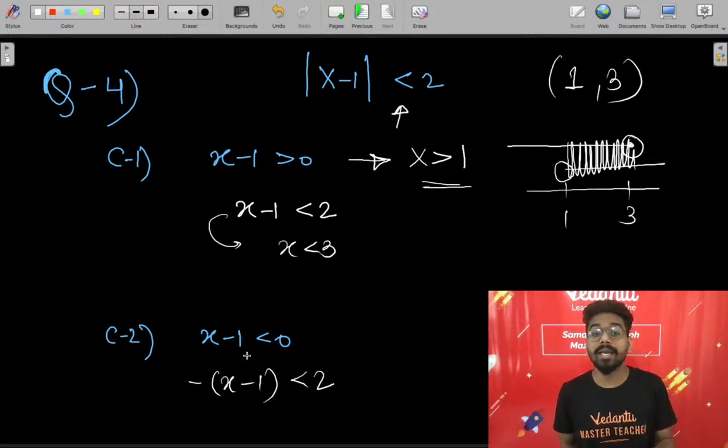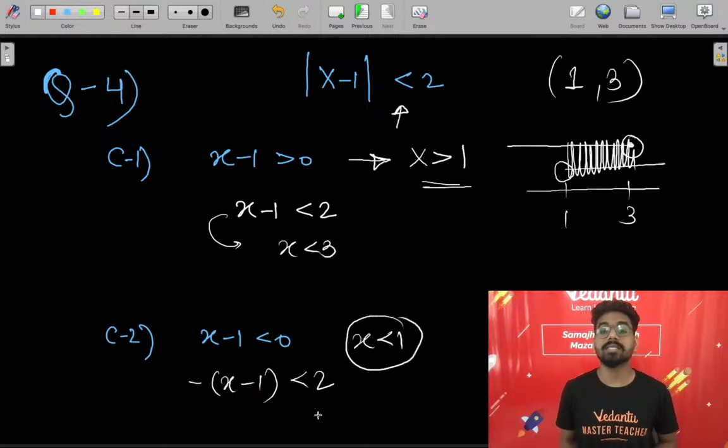But if x minus 1 is less than 0, so x is less than 1. अगर x 1 से less than हुआ, तब आप क्या करोगे? Minus times of x minus 1. When inside thing is less than 0, we will apply minus sign when we will open the mod function. Minus times of x minus 1 less than 2.